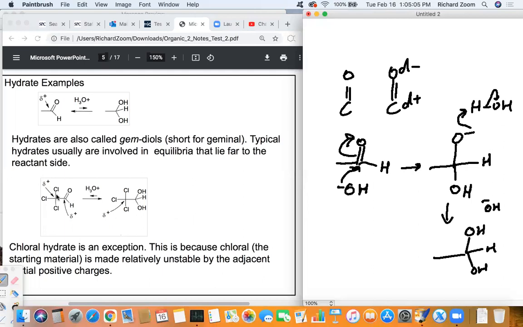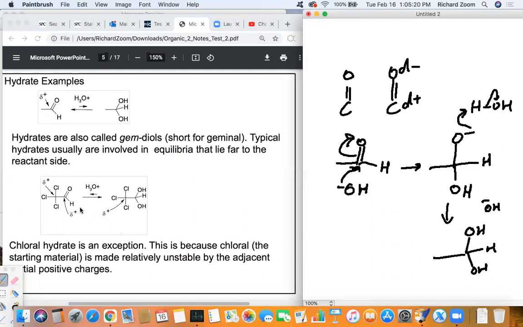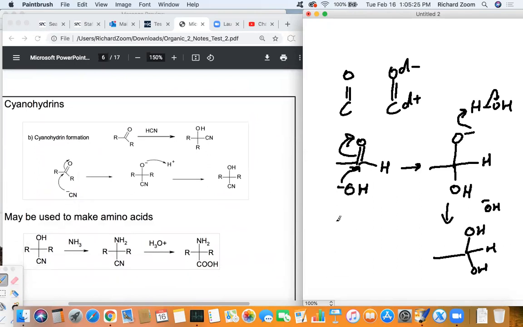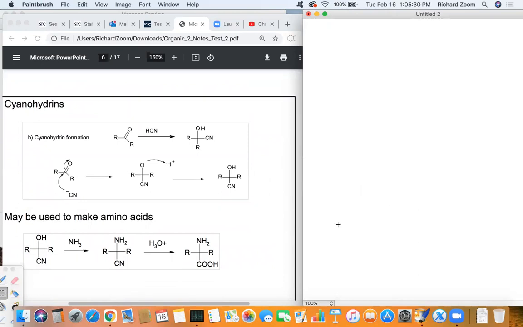So chloral hydrate is this compound here. It used to be used as an anesthetic. I don't think it is now. This is called chloral, which is the precursor or reactant. So the next one is cyanohydrins. This is one we don't tend to do in the lab because we have to use hydrogen cyanide, which is a little bit on the toxic side.